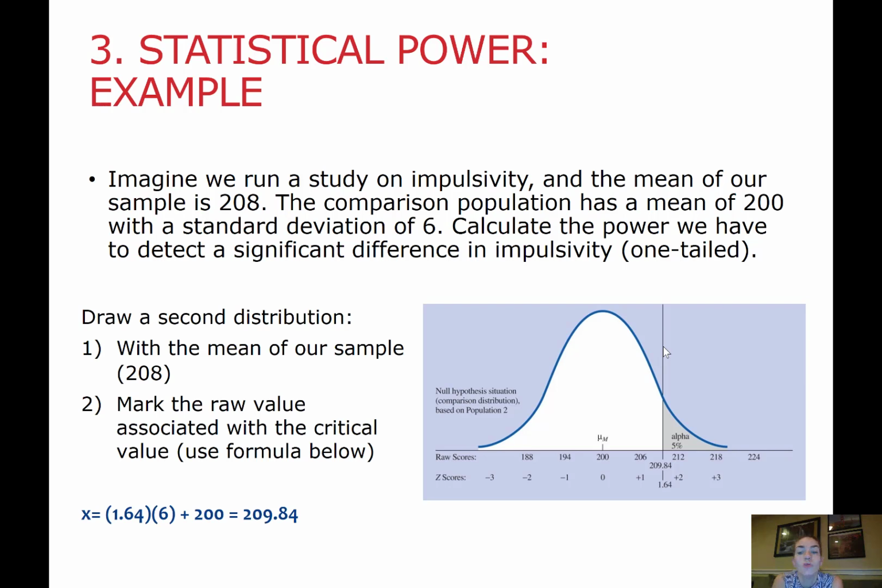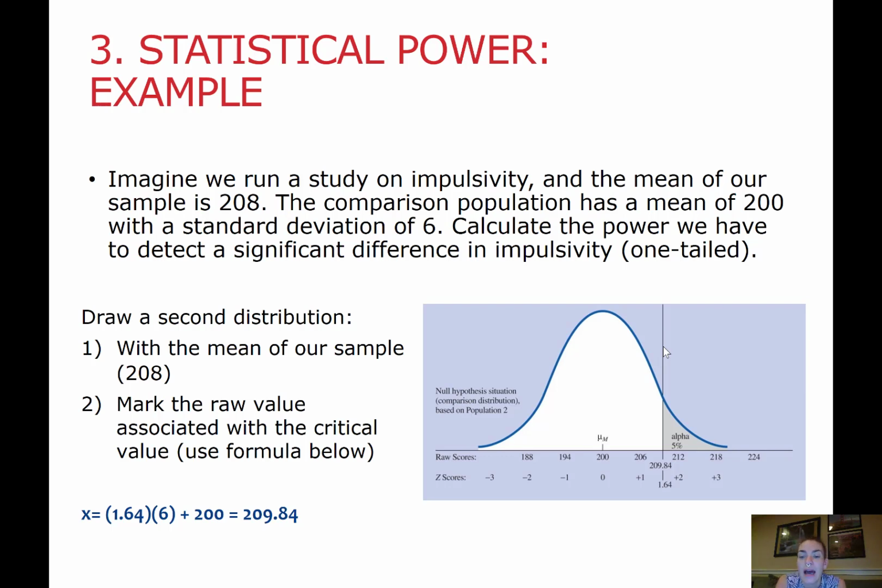So what we're going to do is draw a second distribution in addition to the one that we've been drawing. We usually draw the comparison distribution, which has a mean equal to our comparison population. Now we want to also draw a distribution with a mean equal to population 1, our population of interest. So in this case, it's 208. And I mark the raw value associated with the critical value on the other distribution.